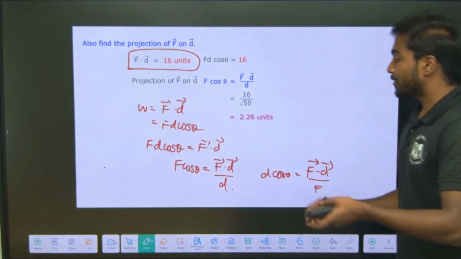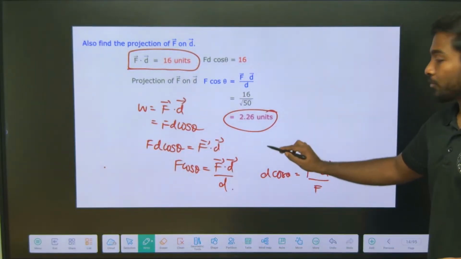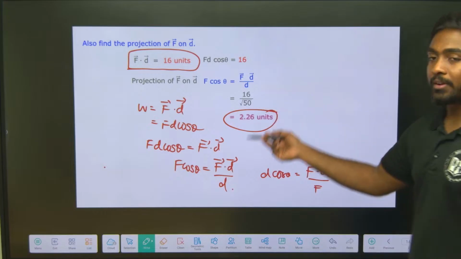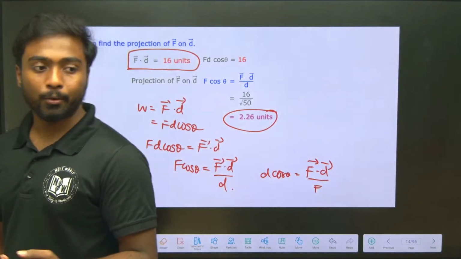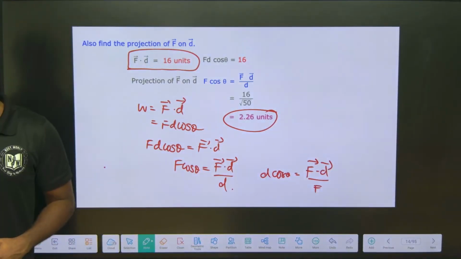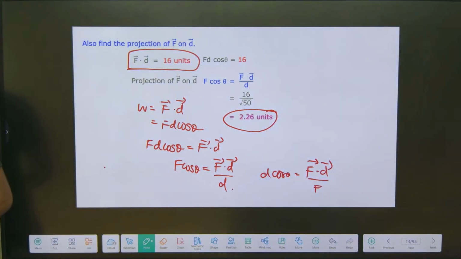But in this case, the answer for both the things will be equal, because we are getting root 50 for F and root 50 for d also. Okay, you can take a note of this. It's one of the important things.